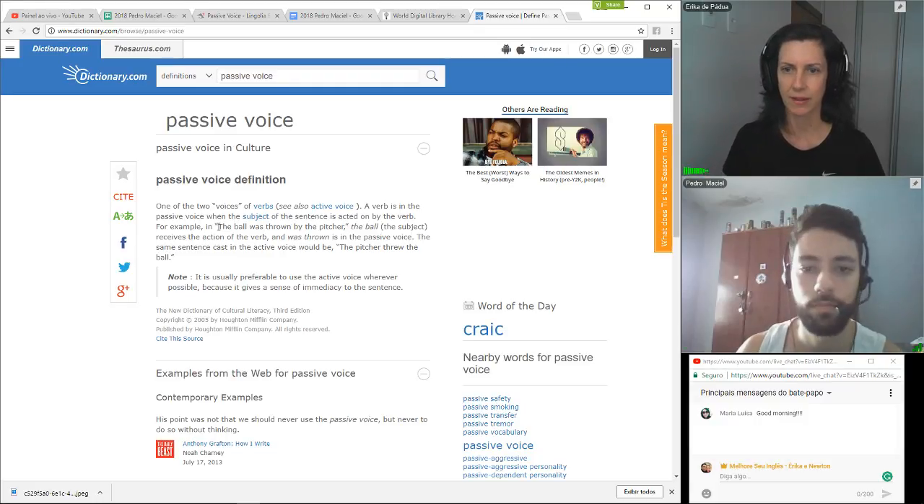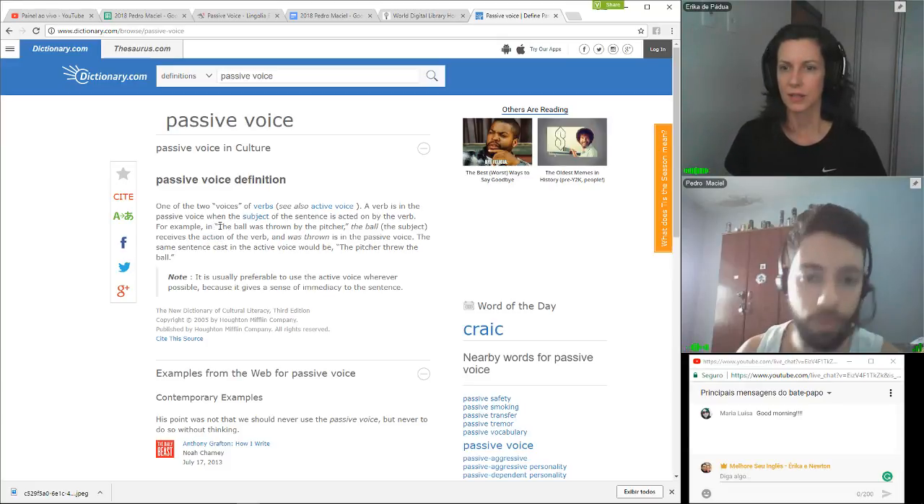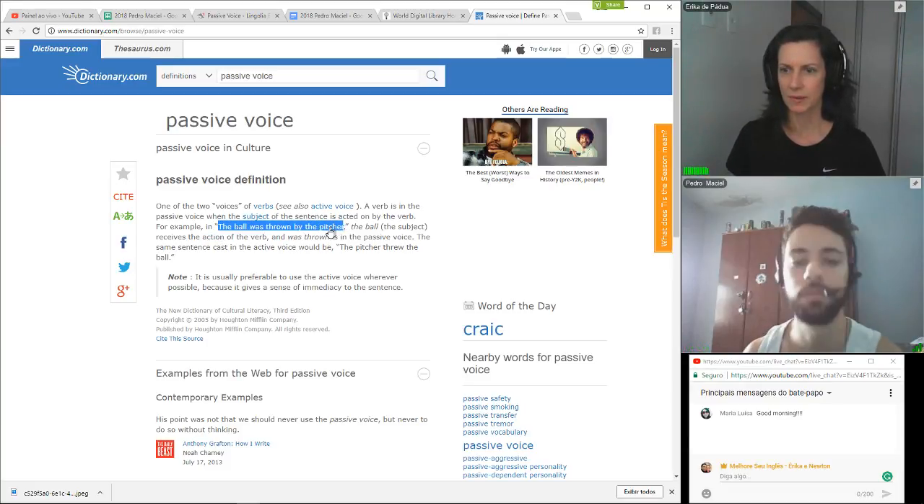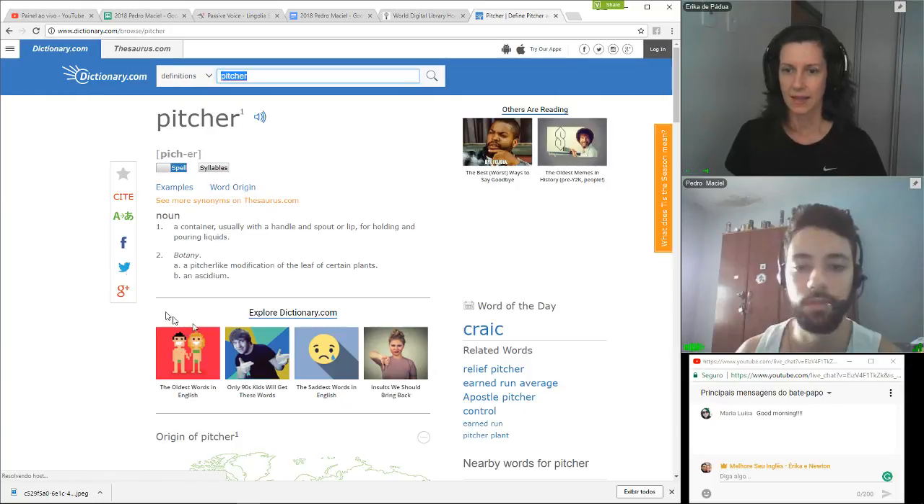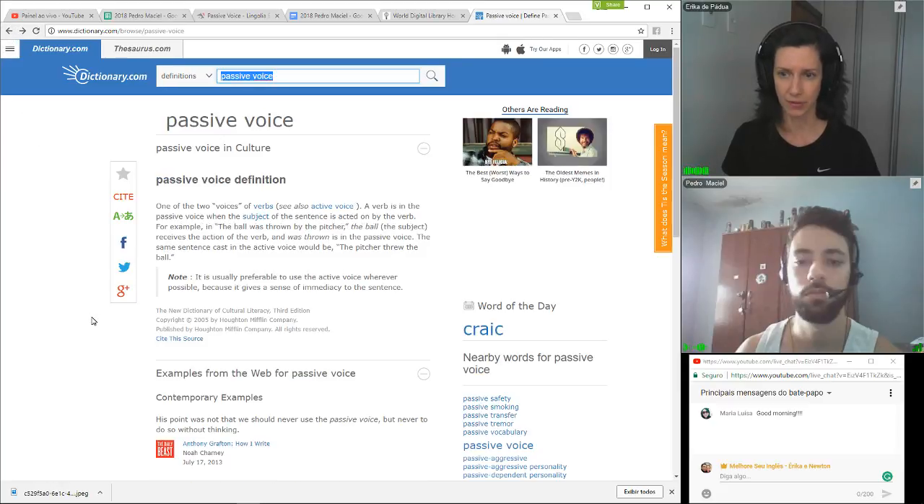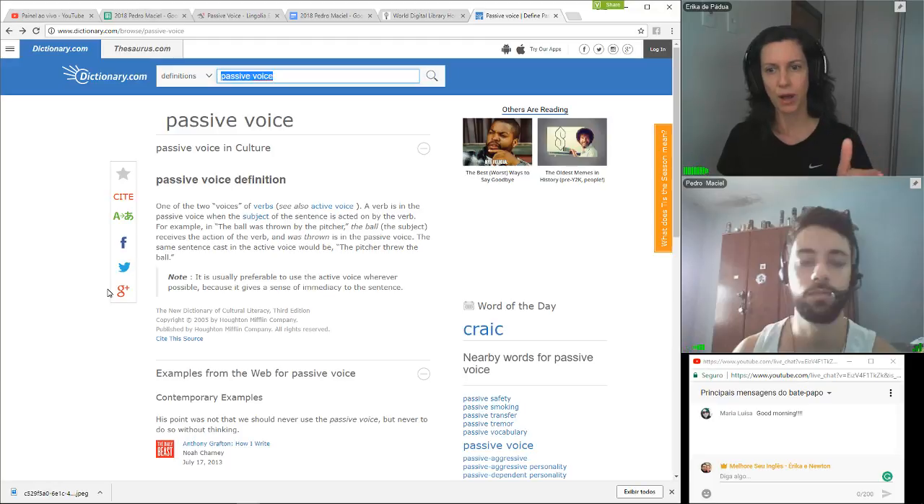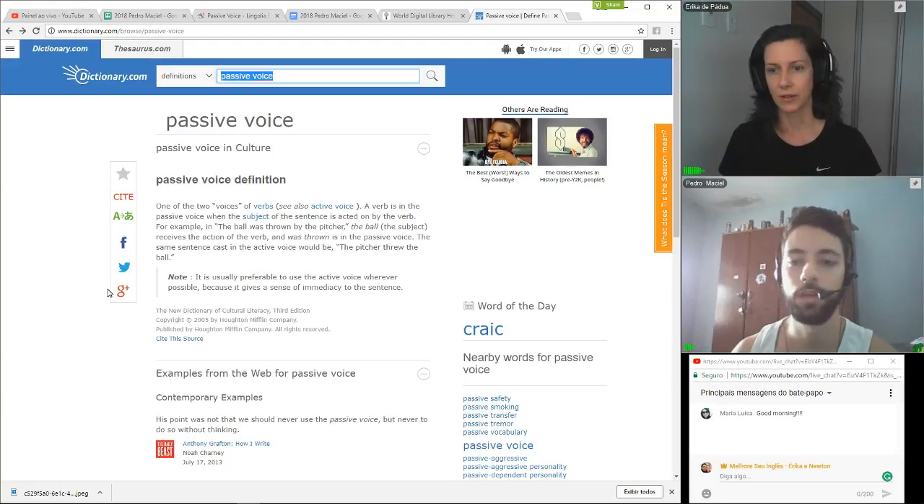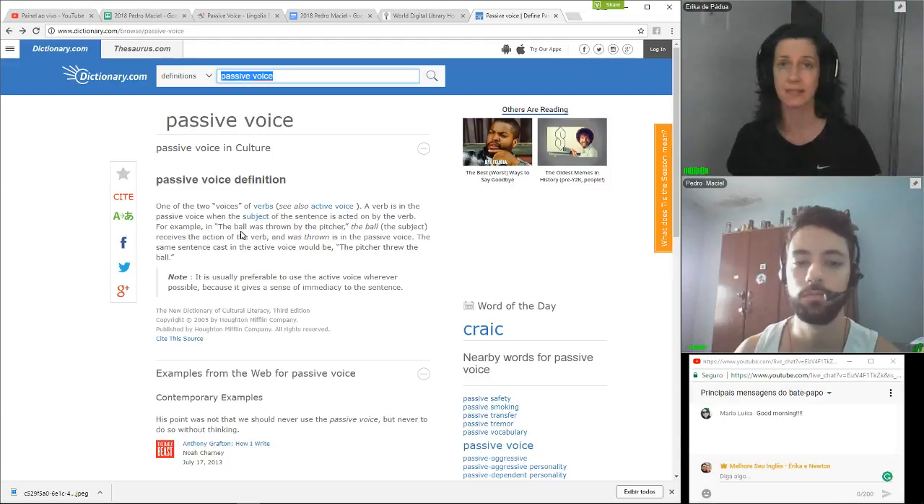Can you see in the paragraph on top? The ball was thrown by the pitcher. Do you know what the pitcher is? I don't know the pitcher. The pitcher is a person who throws the ball in baseball. So it's a position in baseball. So the pitcher throws the ball, and there is a batter, I don't know the rules. But anyway, the ball is the object here, the thing that suffers the action, but it's in the beginning of the sentence. So this is the passive voice.